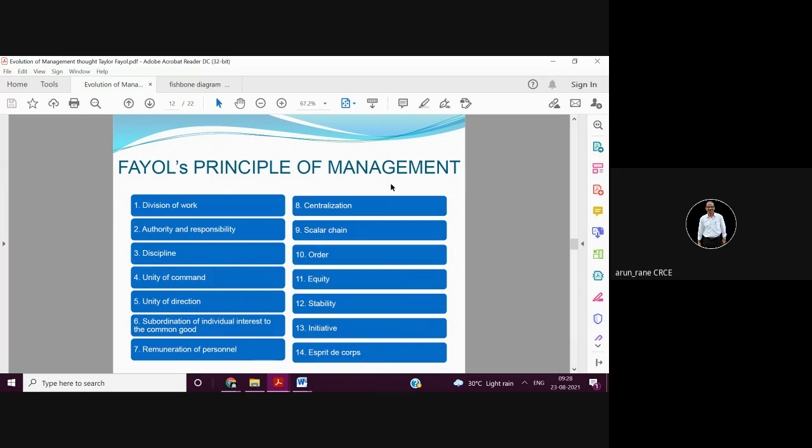So Fayol's principles of management, these are the 14 principles of management. That is division of work, authority, discipline. These are not to be mixed with Taylor's principles of management.